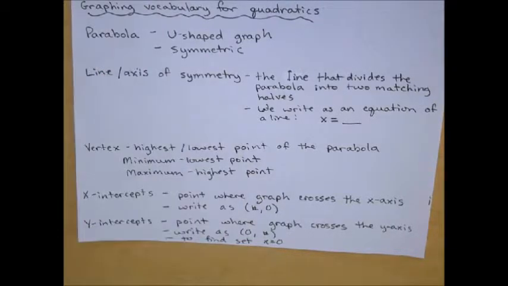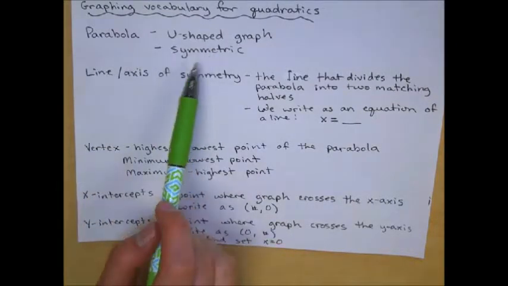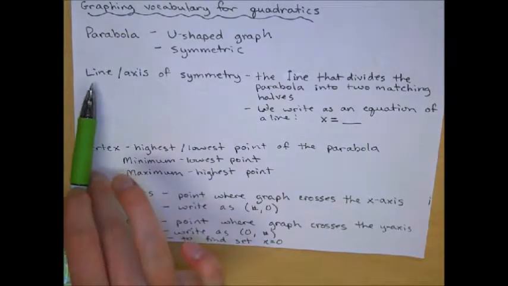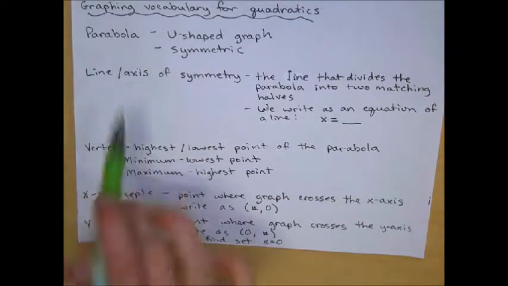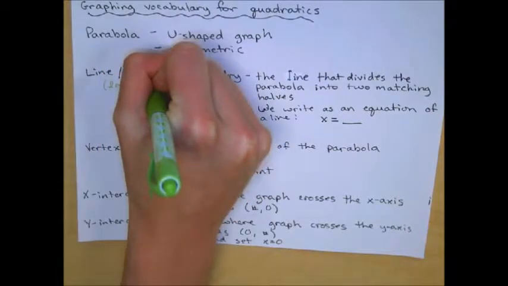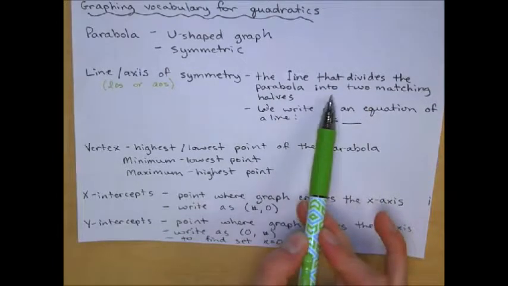So we have the parabola. That's what our graph is called. It's U-shaped. And a key thing about it is that it's symmetric. What it means to be symmetric is that I can fold somewhere and one piece matches the other. And so here I have this piece called the line or axis of symmetry. You might see it as LOS or AOS for short. And this is the line that divides the parabola into two matching halves.